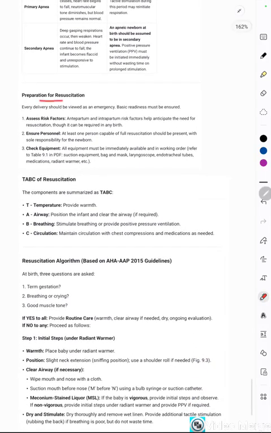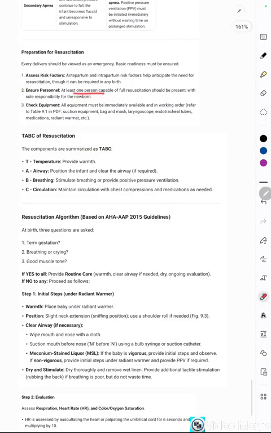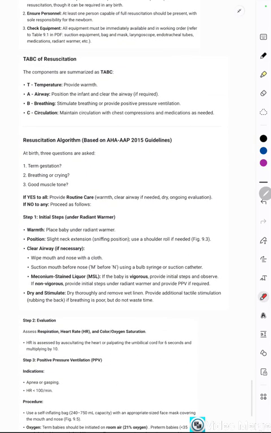For the preparation for resuscitation, first you have to assess the risk factors, whether by ANC counseling it is a high risk pregnancy, what the gestational age of the child is, and the amniotic fluid status. Then ensure enough personnel, at least one person capable of full resuscitation, and check whether all the equipment is present. Then the important components are TABC, that is temperature, providing warmth, then airway, breathing and circulation.